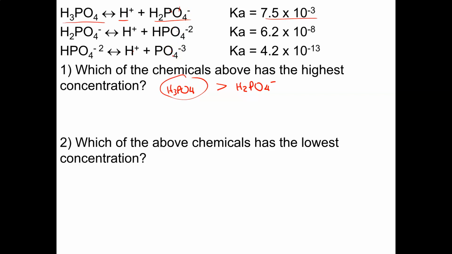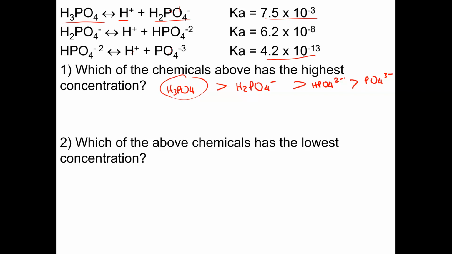So what's going to be present in the lowest concentration, you ask? Well, lowest is going to be PO4 3 minus. Why? Look at how small that number is. Very little is being produced. So what's in between these two? The other chemical.